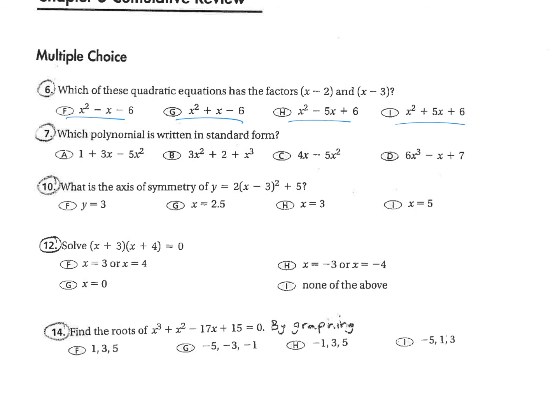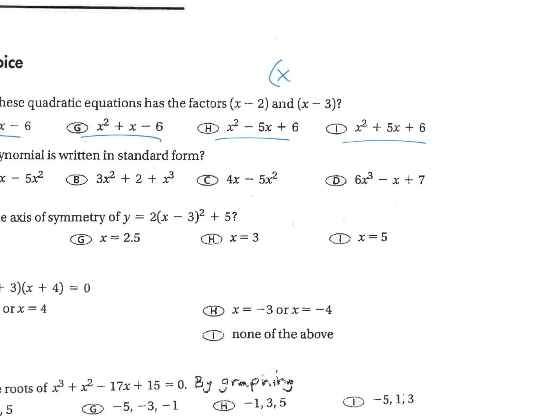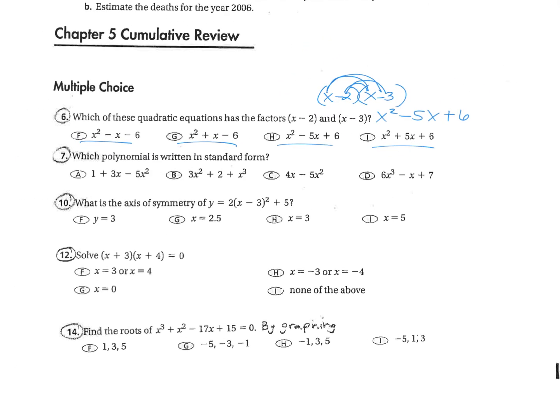We factor the x minus 2. Not factor it, but what's the other word? 4-letter F word? That's not a bad word? Foil it, yes. x minus 2 and x minus 3. If you just FOIL that, it will get you your polynomial. So x squared minus 3x minus 2x is minus 5x. And then negative 3 times negative 2 is a positive 6. So you just have to find that one in the mix, which is right there.